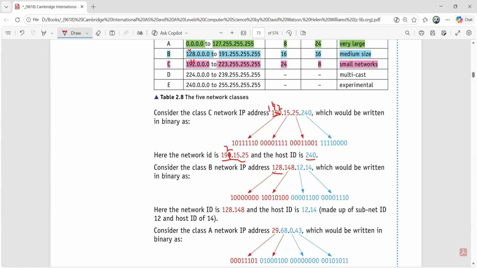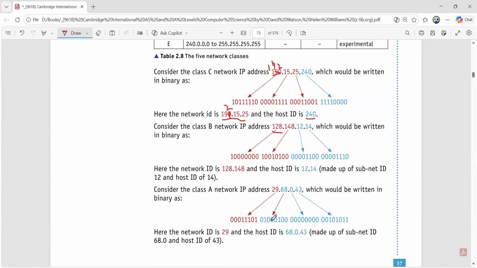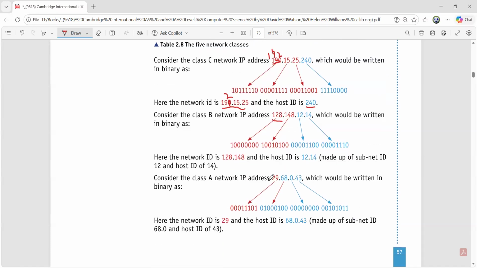And last, it's the class A network. As you can see here, the first binary value is going to be your net ID, and the host ID will be 68.0.43, here shown with a different color. But you need to remember class A has only the first byte, or the first 8 bits, as fixed for all the connected computers, and the rest of the bits are going to be the host IDs. Are you clear about this?